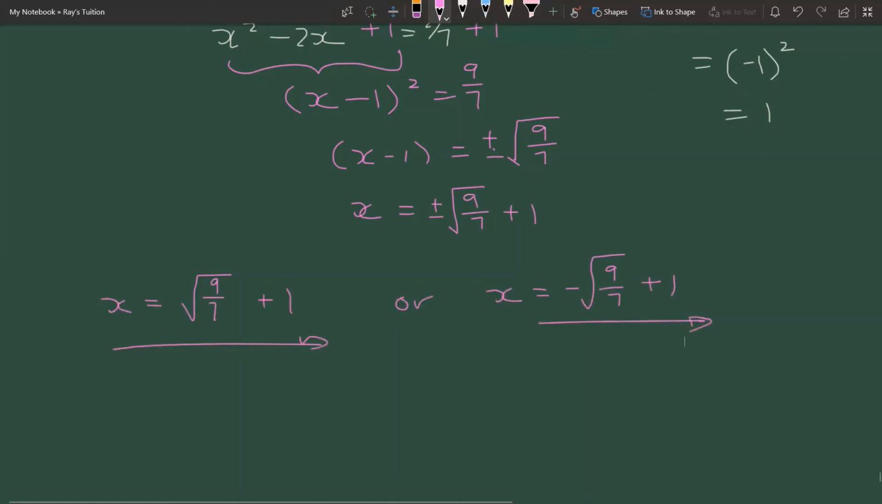I hope that you have understood these three examples. If you have not, please try and watch the video again, and please watch the other videos on solving quadratic equations using factorizing and the formula.